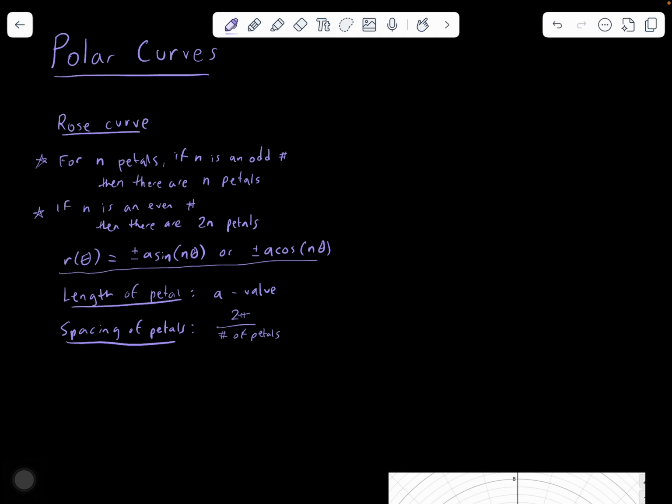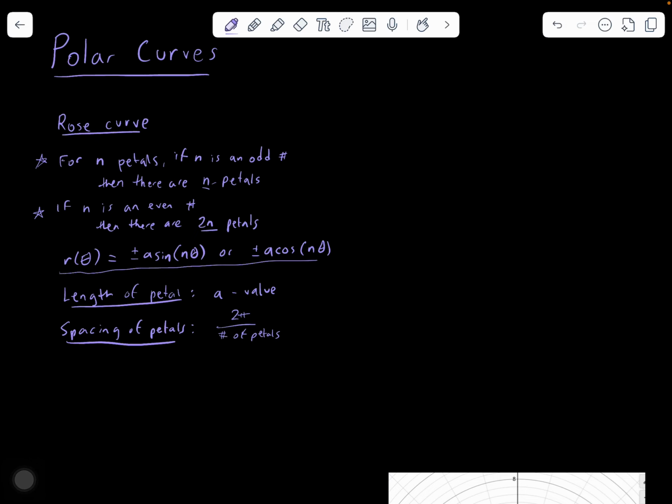And the first step that we need to do in order to graph our curve is to find the number of petals we have. So this will be done by looking at the n value, which is inside of the trig function. So if the n number is odd, then the number of petals is going to be just n petals. But if it's even, we're going to double it. So there's going to be 2n petals.